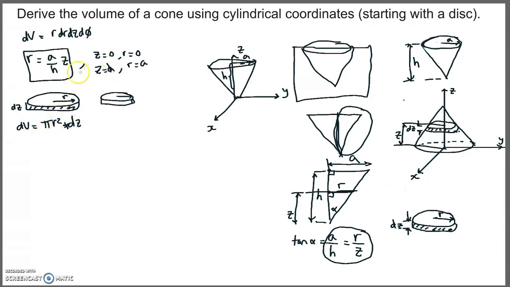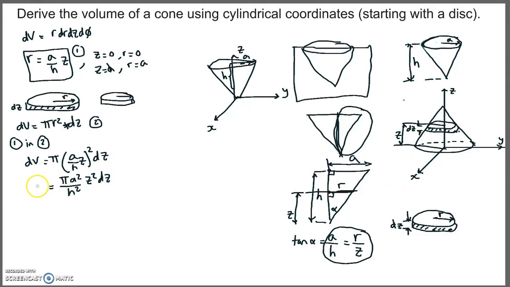So now we need to plug in the relation between r and z. Let's call this equation 1, and let's call this equation 2. So let's plug in 1 in 2. So we'll replace r with z. So dV equals pi r squared. We're going to replace every r by a over h times z, all squared, times dz. That equals pi a squared divided by h squared, z squared dz.